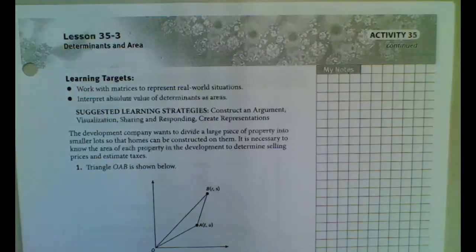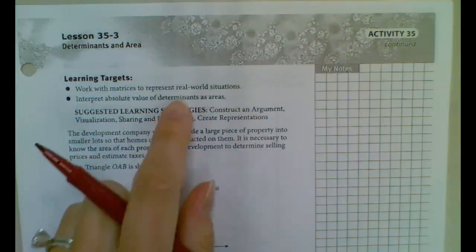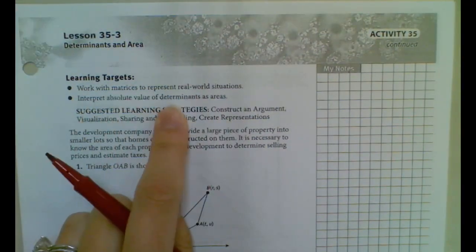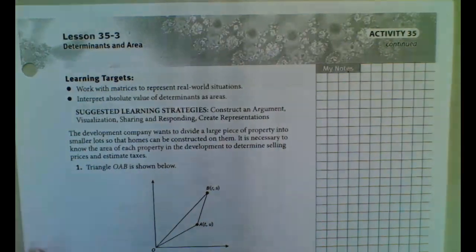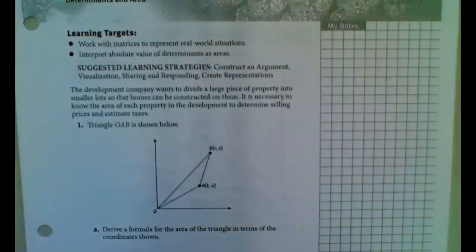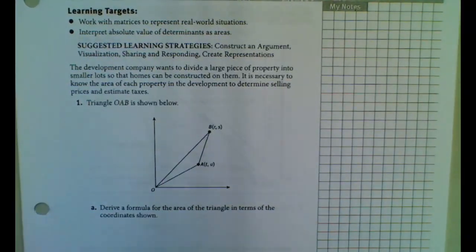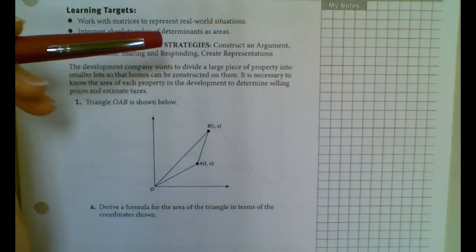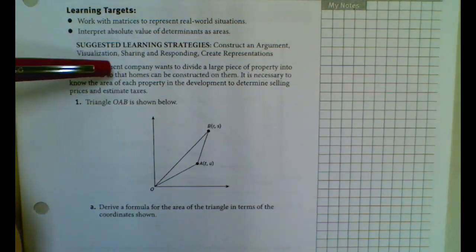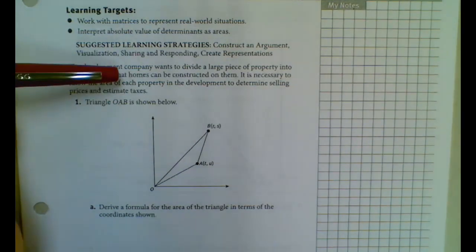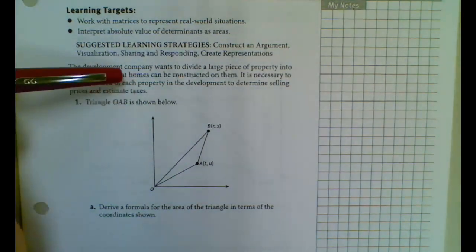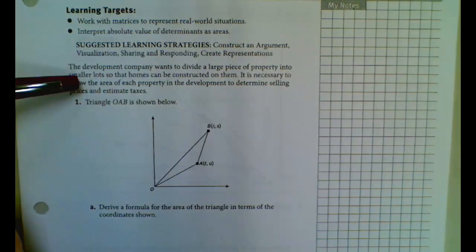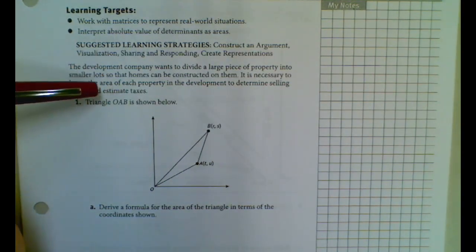Hello everyone. Today we are going to talk about the determinants and area of matrix. We are going to work with matrices to represent real world situations and then interpret absolute value of determinants as areas. We have this scenario where a development company wants to divide a large piece of property into smaller lots so that homes can be constructed on them. It is necessary to know the area of each property in the development to determine selling prices and estimate taxes.